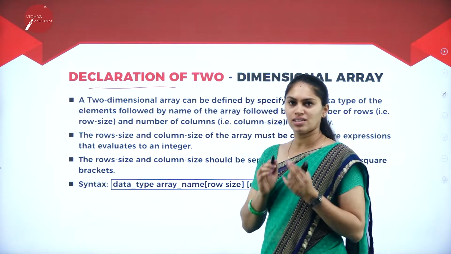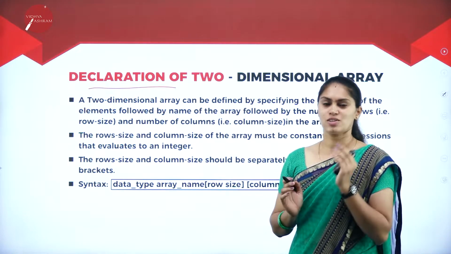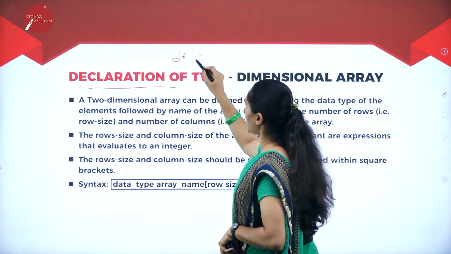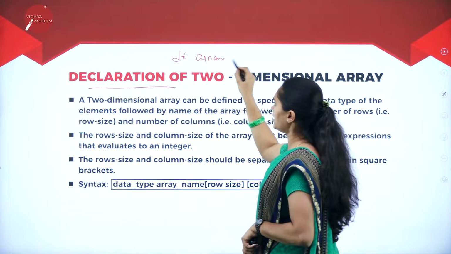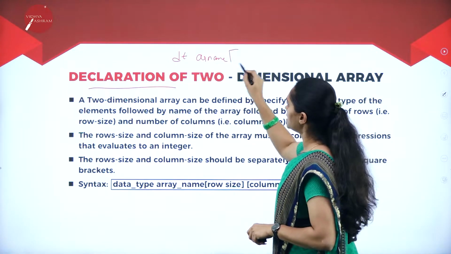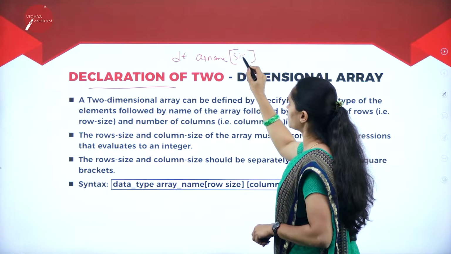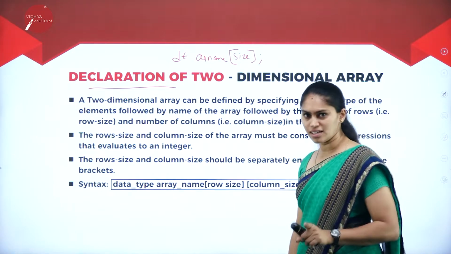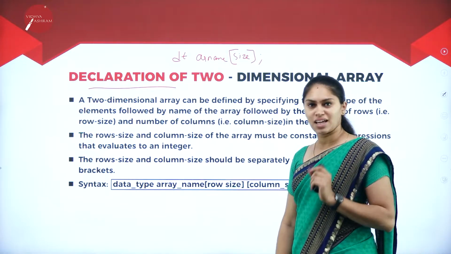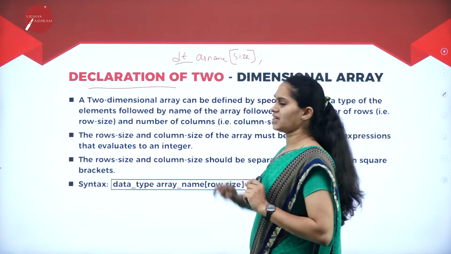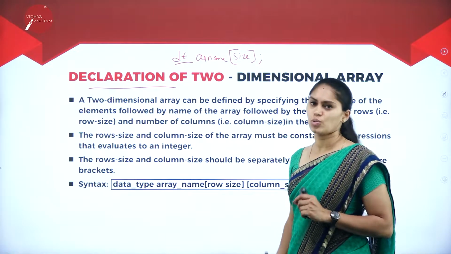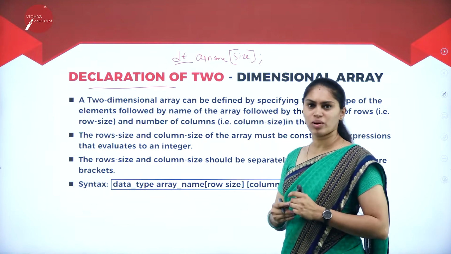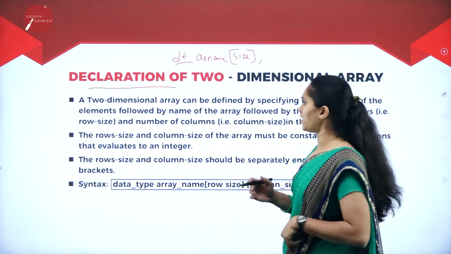How did we do the declaration of a one-dimensional array? There I have to take a data type. Next I have to specify the name of an array, and I have to take a single subscript. Within that we specify the size of the array, and at last a semicolon. Here also we are going to follow the same thing. We have to take the data type, which kind of data it is holding, whether it is holding a data type of character or integer or floating point values, that we have to specify.